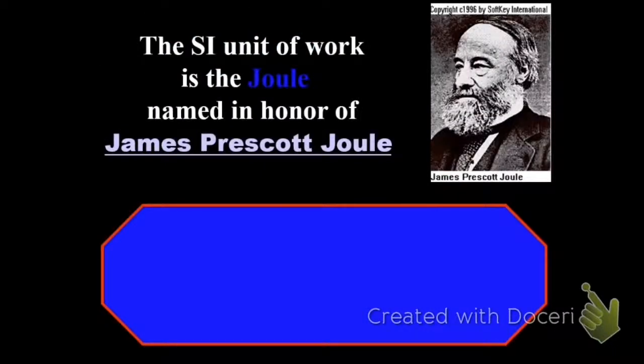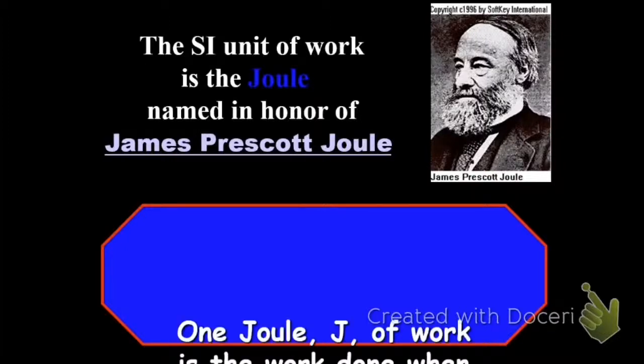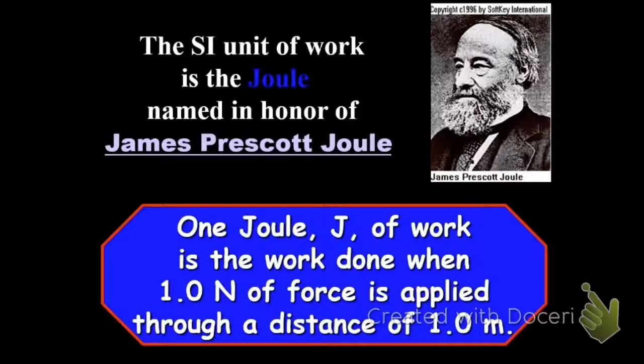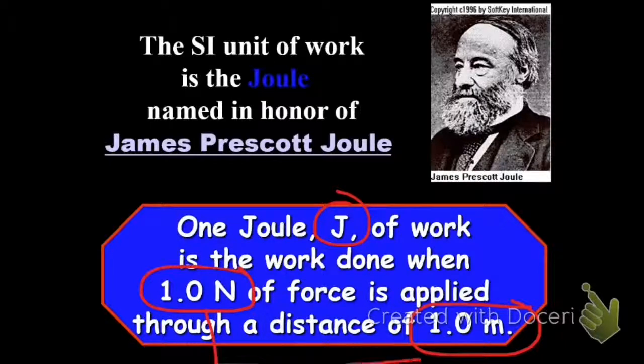The unit for work in the SI system is the joule, named after a scientist, James Prescott Joule. A joule of work, represented with a capital J, is the amount of work done when you apply a 1 Newton force and move an object 1 meter. Now that's actually a fairly small amount of work, and it's the same unit we're going to use for energy. So a joule, as you'll find, is going to be a fairly small amount of work or energy.